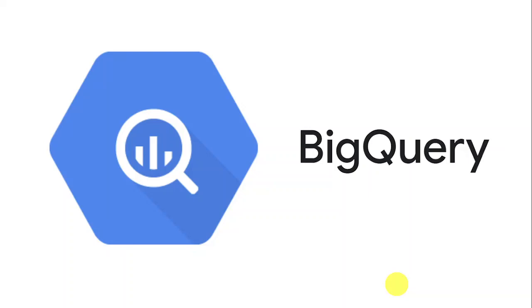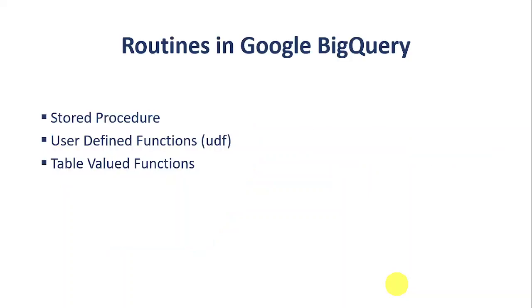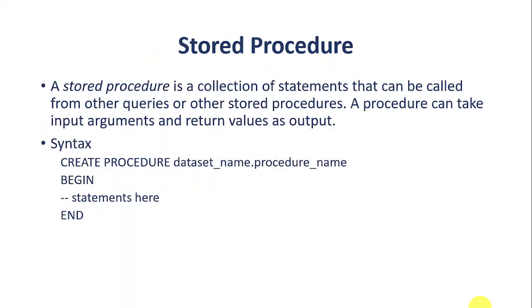Today we're going to talk about the routines in BigQuery. So without further ado, let's start. A routine is basically a logical grouping, or we can say a resource type, that includes stored procedures, user-defined functions, or table-valued functions, and some people call them table functions too. So we'll look into them one by one. We'll start with stored procedure.